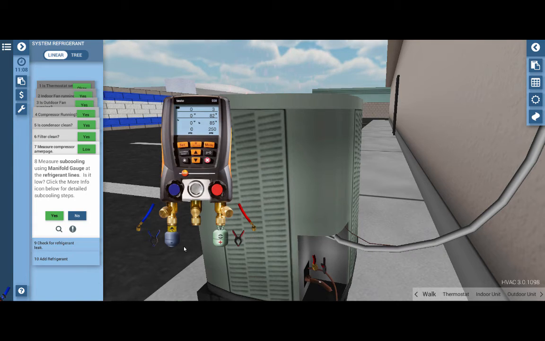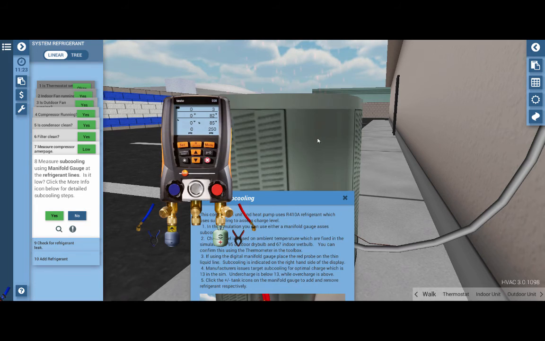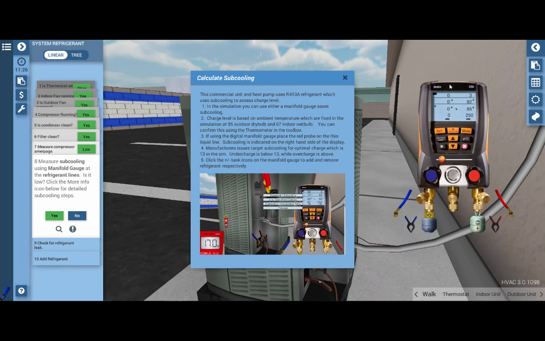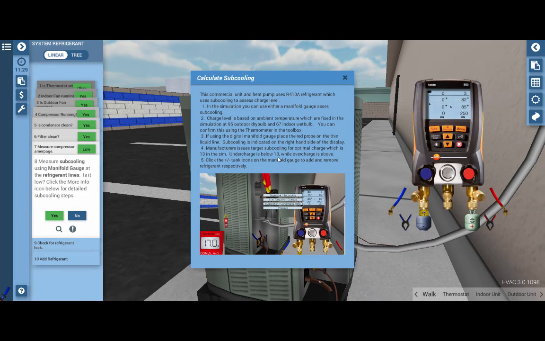Now, the manufacturer's subcooling margin, again, can be obtained from the unit data plate or possibly the installation manual for the unit. Clicking on this little icon in the procedure guide, we can see that on this particular unit, the normal subcooling margin is 13 degrees. Again, this means that the liquid refrigerant should cool 13 degrees below the condensing temperature or saturation temperature in the condenser. This is going to be different with different types of units.